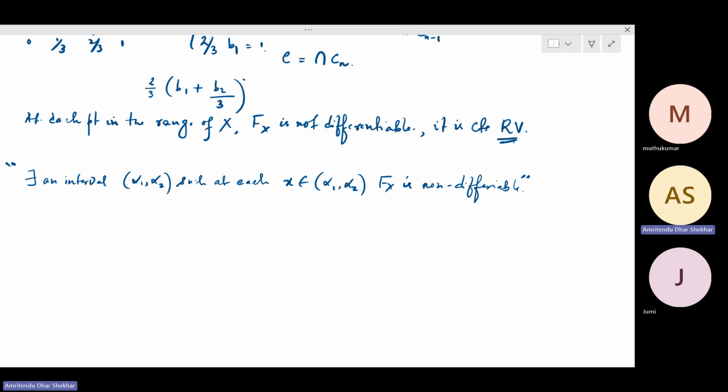Basically, the CDF can be non-differentiable on a set of non-zero Lebesgue measure. This is the equivalent condition for that. And I think this is not true. I don't think there can exist an interval where f of x is discontinuous. Sorry, is non-differentiable.